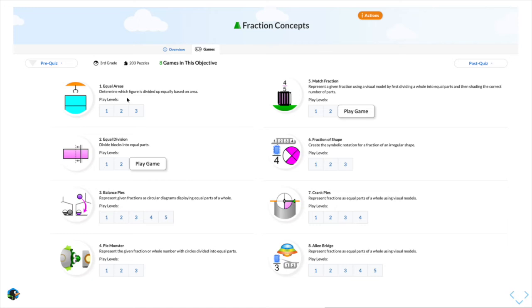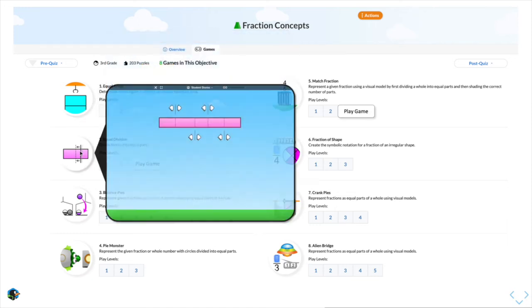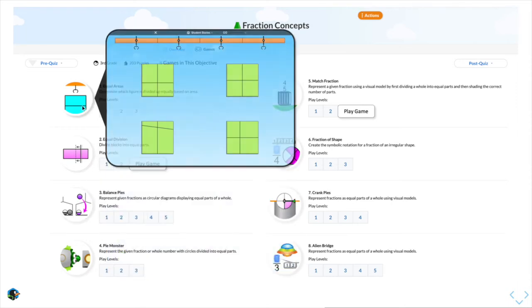Let's take a quick look at how these games build in complexity. I have screenshots here from each of the games, and you can see we start with the fundamental idea of fractions, splitting a whole into multiple parts, and that each of these parts must be equal.